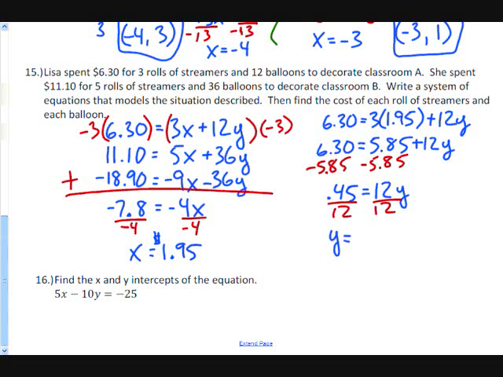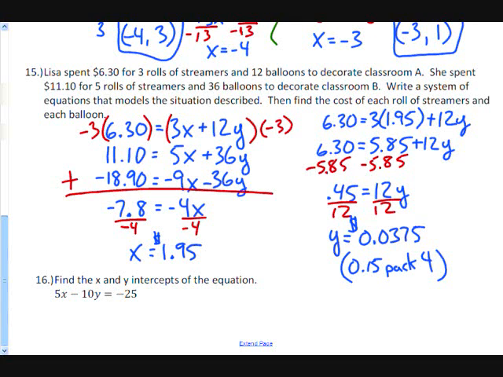So I find out that y equals, and this is going to be a little bit weird, 0.0375. So it's a little more than 3 cents, between 3 and 4 cents per balloon, but that makes sense if you put it in the context of buying something in bulk. Really, that means that it's 15 cents for a pack of 4.